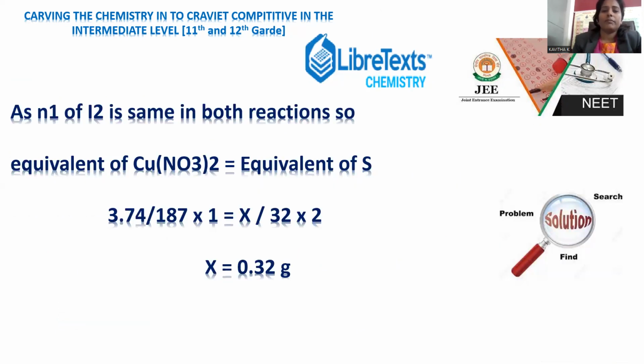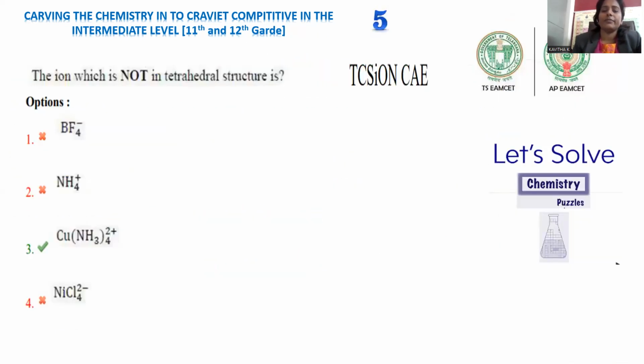Move on to question number 5. This is a question collected from the competitive examination conducted by the Telangana government. The ion which is not tetrahedral in structure is, tetrahedral geometry is not acquired by which of the components? Boron tetrafluoride anion, ammonium cation, copper tetraammine dication, nickel tetrachloride dianion. Among these compounds, which will not be tetrahedral?